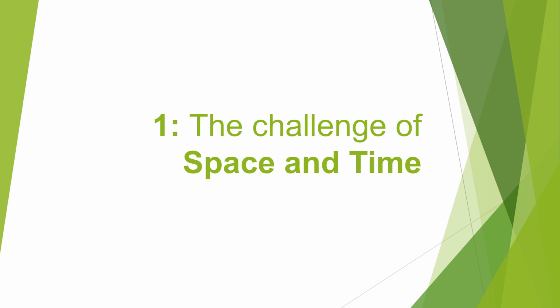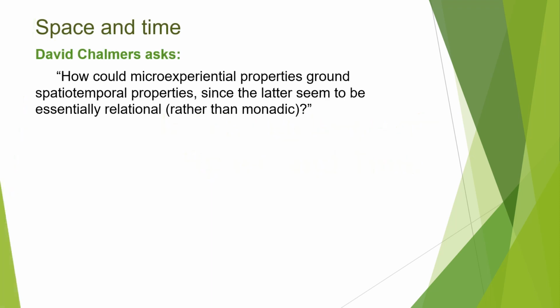The first challenge to Pan-Idealism is that of space and time. Recall that David Chalmers asks, how could micro-experiential properties ground spatio-temporal properties, since the latter seem to be essentially relational rather than monadic? For example, we seem to need 2 entities in order to describe the distance between them. And this distance isn't a property of either entity alone.